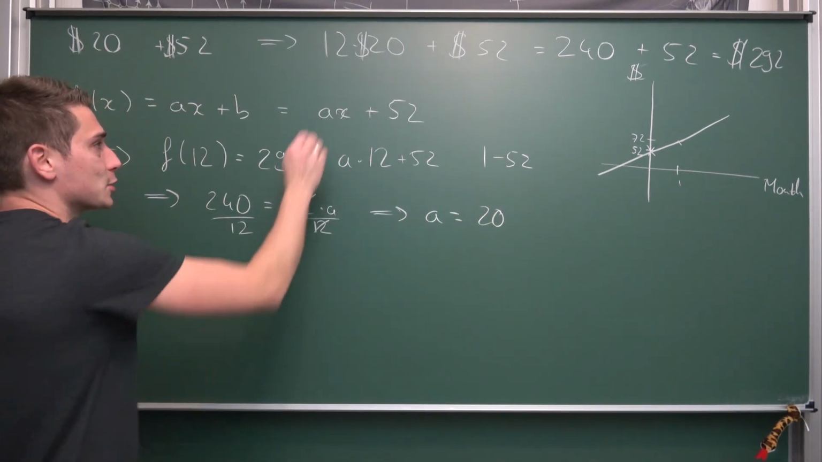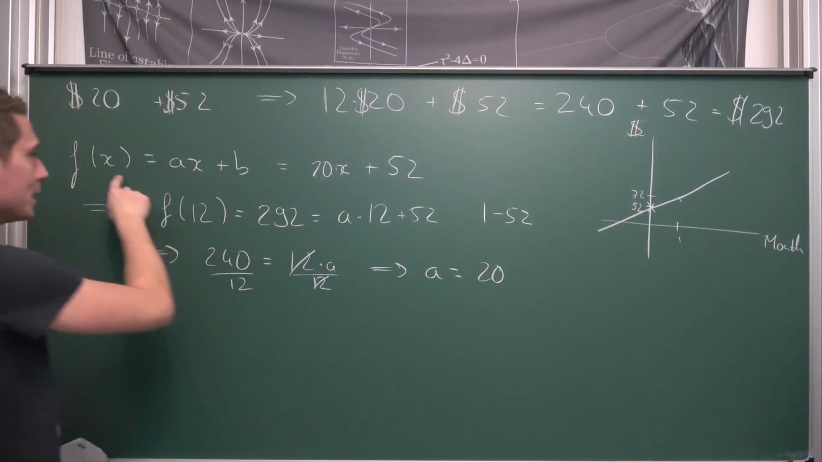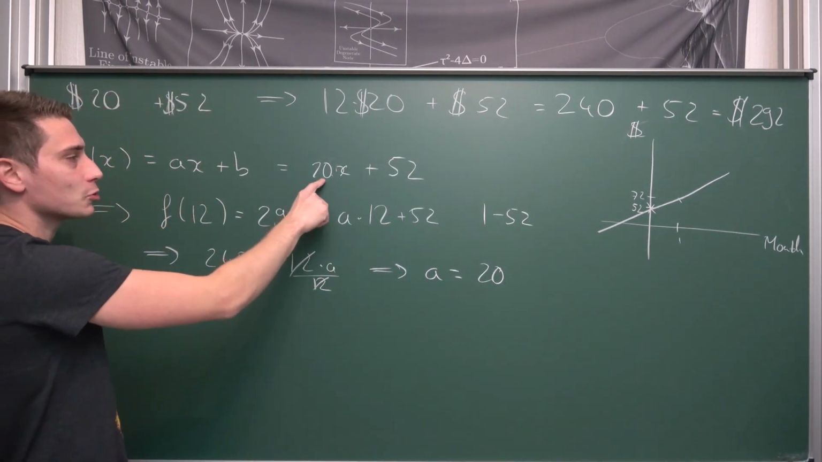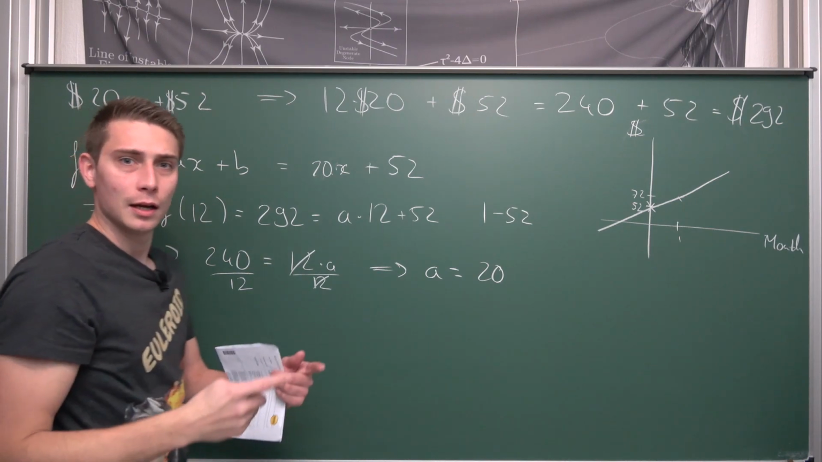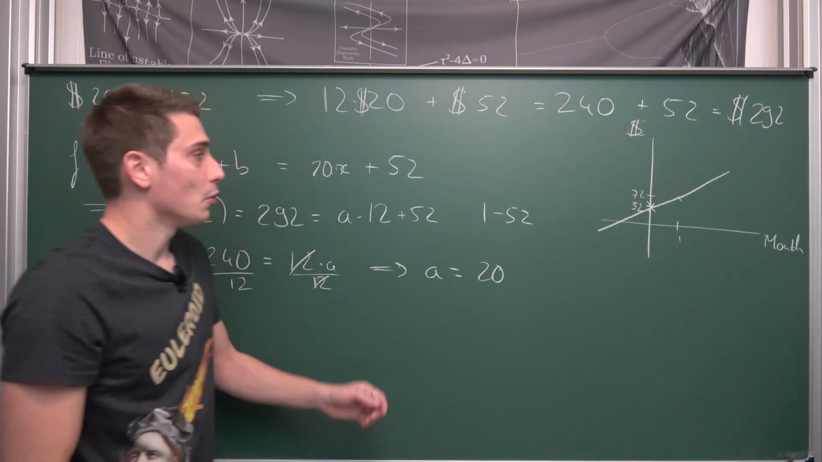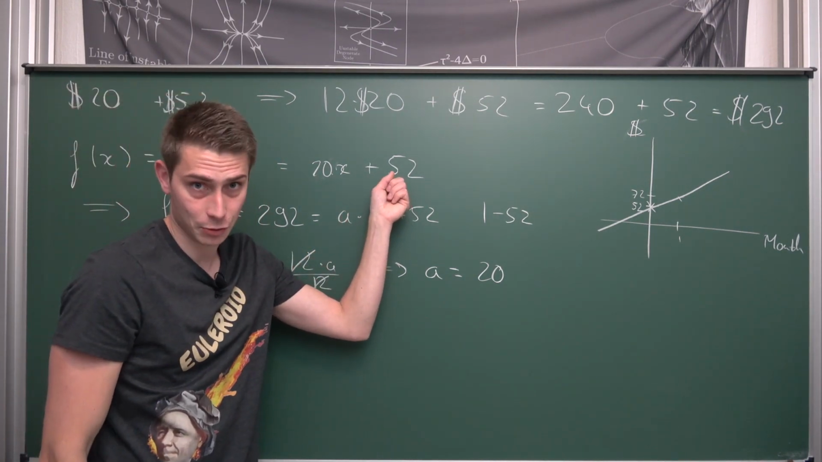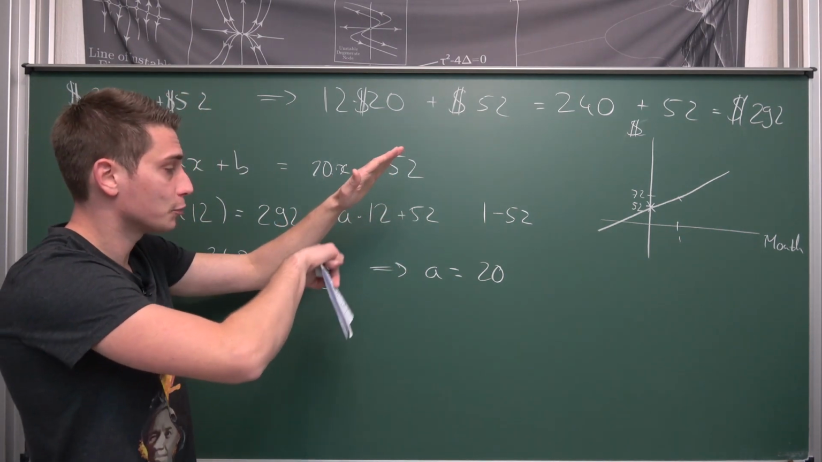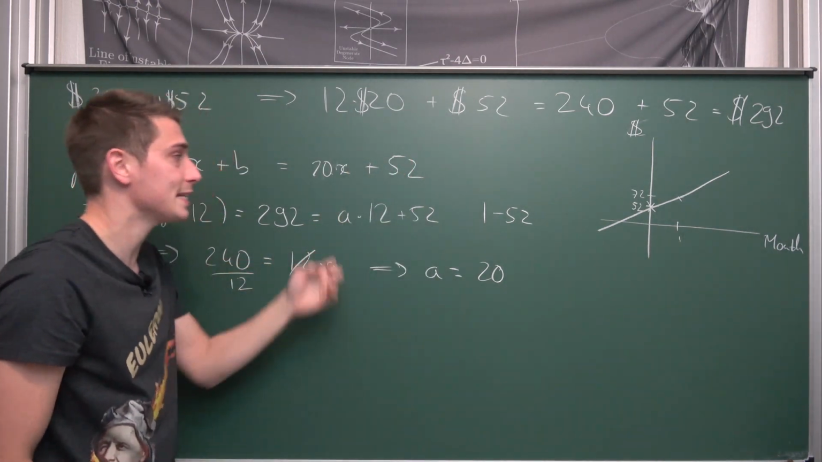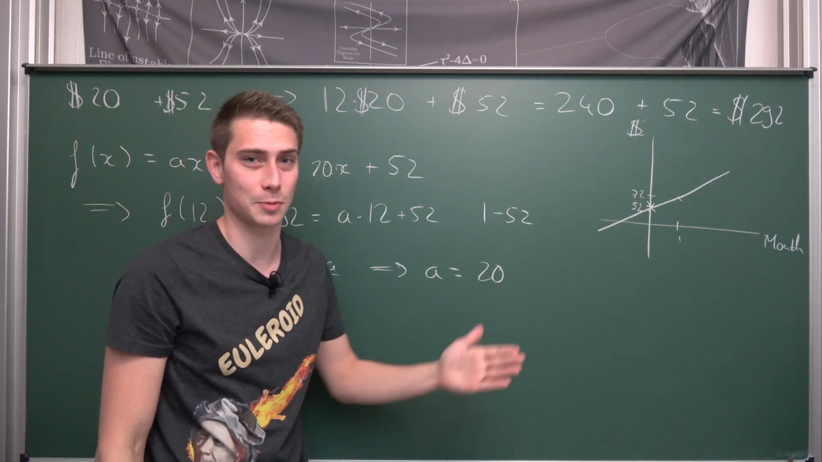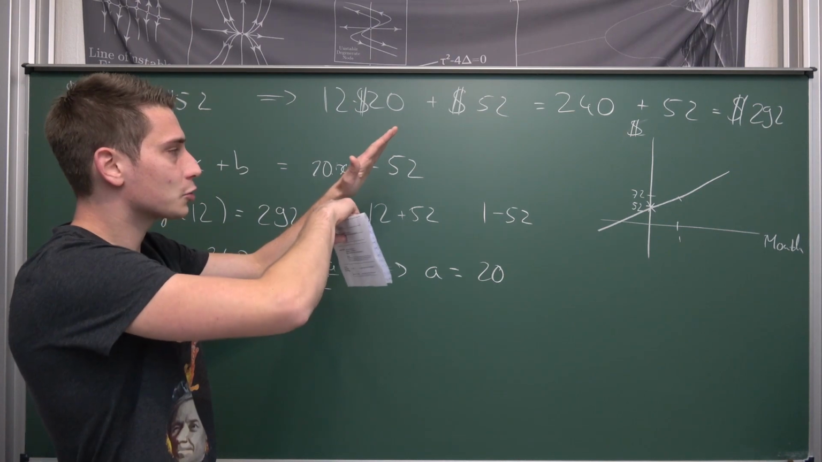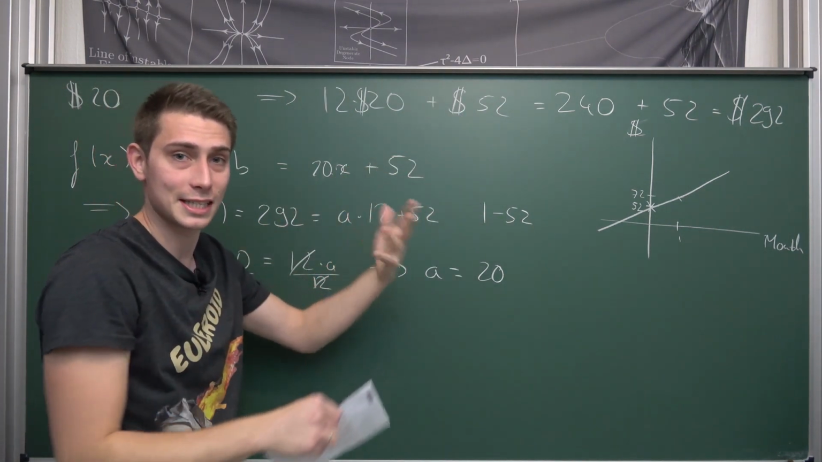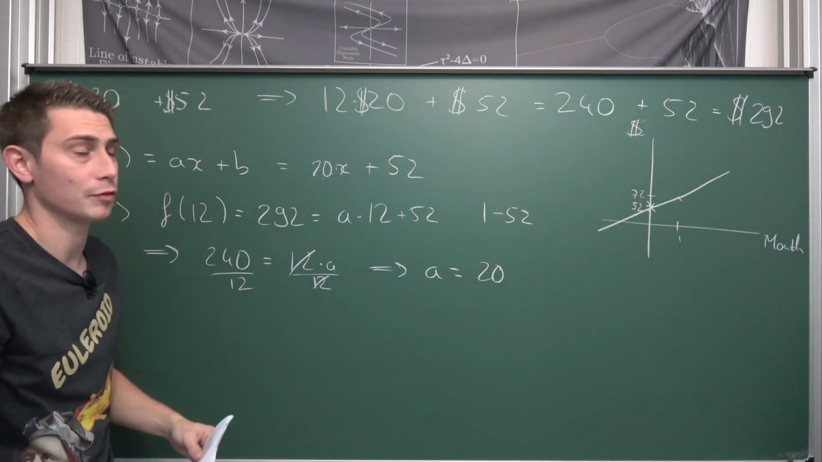Meaning our a is 20, meaning the function's equation that describes our real world problem is going to be 20x plus 52. Which does make sense, because we are going to have a base cost of $52 for the router, and then each and every month we are going to pay a steady rate of $20, which does make perfect sense. Our slope is bound to be $20 because we are going to increase the points in the function by $20 each and every month. Does make perfect sense if you think about it.